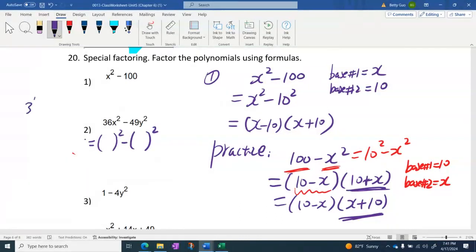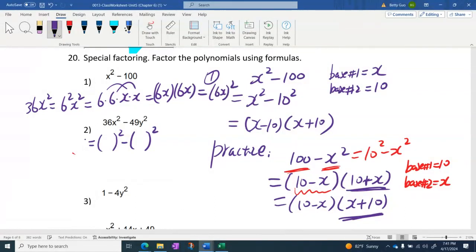And 36x squared is 6 squared times x squared. It is 6 times 6 times x, and we can switch the order: 6x together, another 6x together. So it's 6x to the power 2. Do you agree? Turns out 36x squared is 6x to the power 2, or the square of 6x. Let me erase other things.